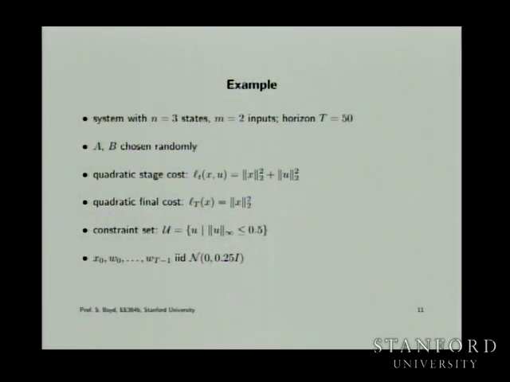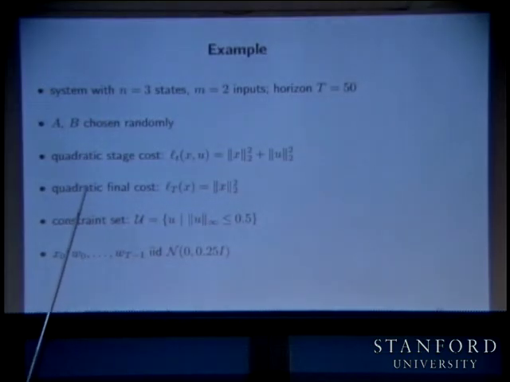It's a system with 3 states, 2 inputs. None of this matters. A horizon of 50. It's a completely random system. We'll have a quadratic stage cost. The point is this is just made up completely, just to see what happens. And the constraint set says that at each step, each input has to be between plus and minus 0.5. And then we'll make the initial state IID with a standard deviation of 0.5. So they're all plus or minus 0.5 variables, all of them. So, okay.